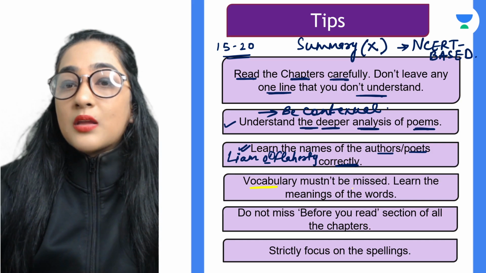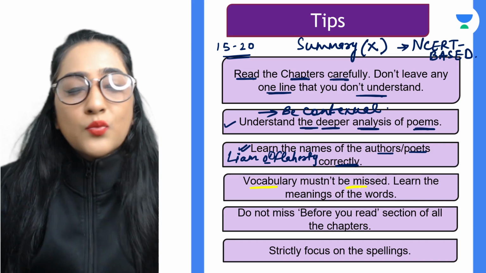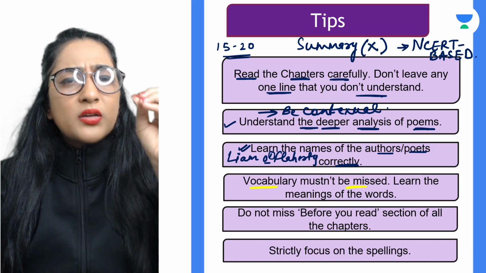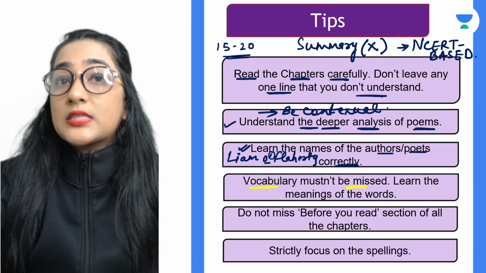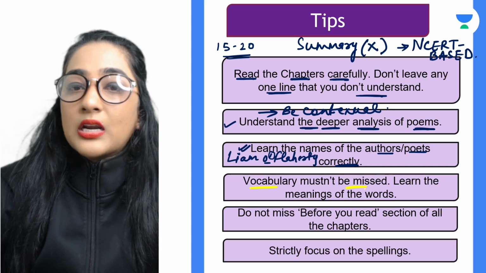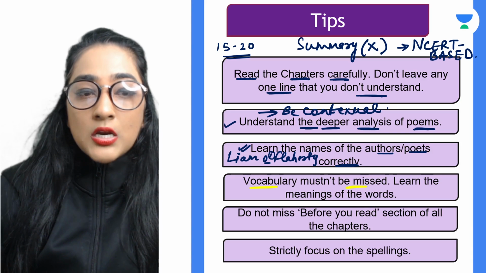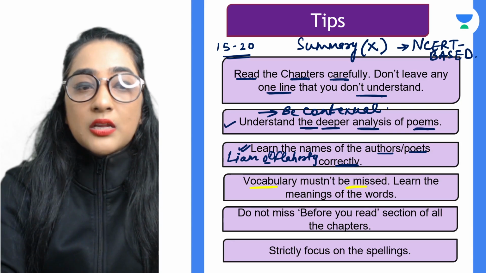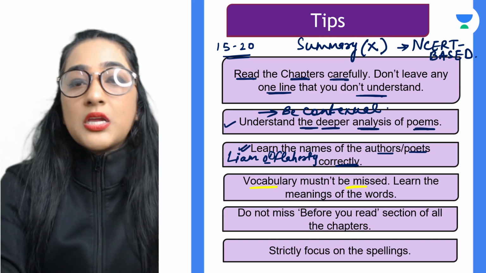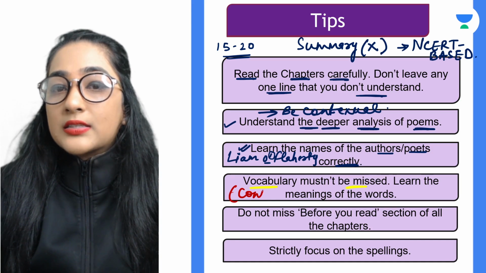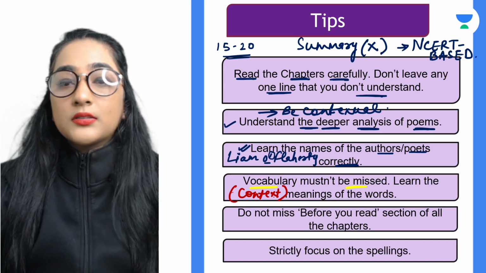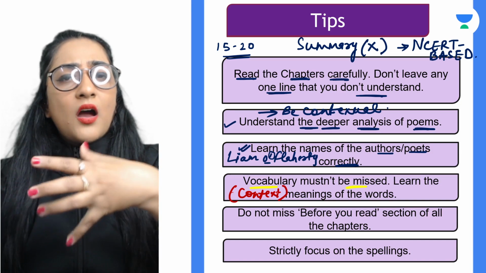Now, vocabulary mustn't be missed, guys. Whatever words seem to be difficult to you, or whatever words are given in your NCERT books, you need to know the meaning correctly. And when I say you need to know the meaning correctly, what I basically mean is the contextual meaning. The context really matters, because a word can have unlimited meanings.